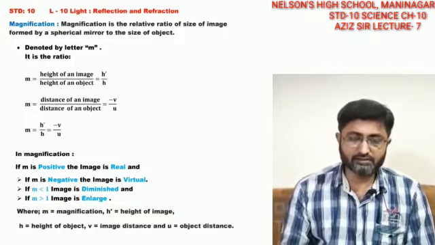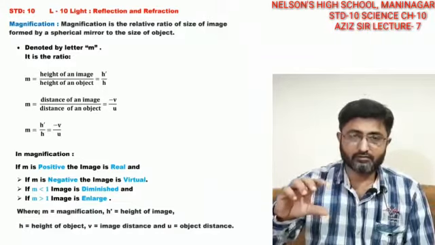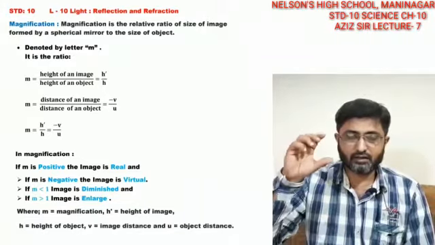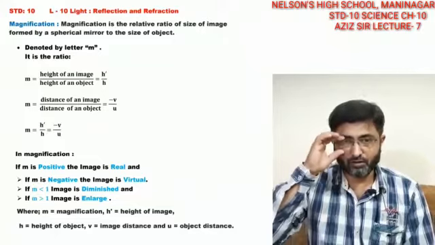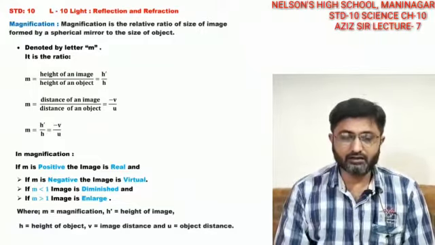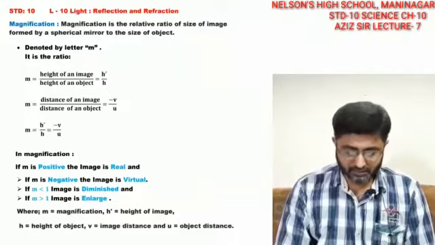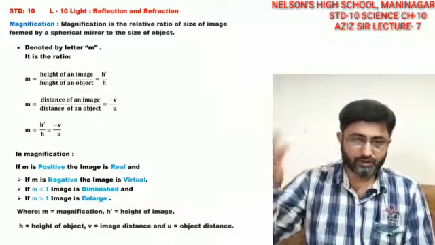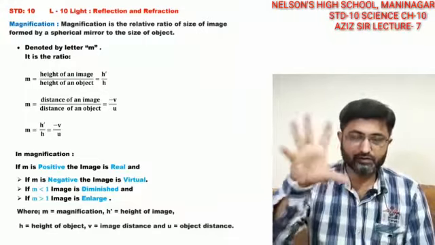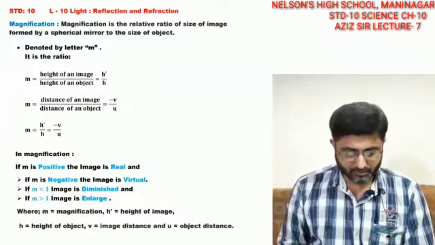If the magnification is less than 1, obviously the height of the image upon the height of the object is less, so the image is diminished. And if the magnification is more than 1 then obviously it is enlarged, because the height of the image is more compared to the object, so the image is magnified. So this is how we understand magnification.